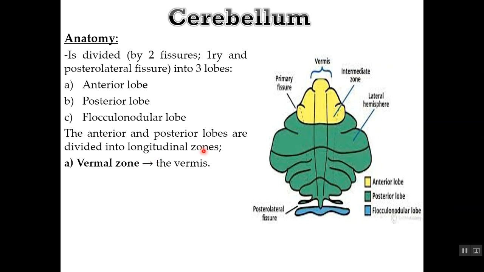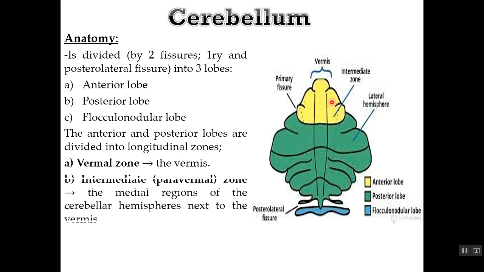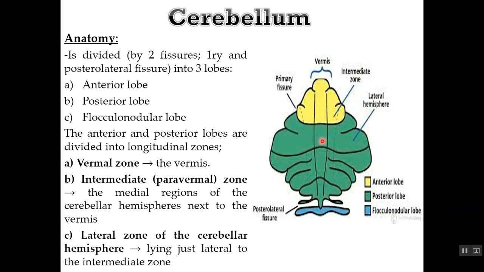The anterior and the posterior lobes of the cerebellum are divided into three longitudinal zones. The first, the middle zone, is the vermis or the vermal zone. The second is the paravermal zone, or intermediate zone, and the last one is the lateral hemispheric zone. So the anterior and posterior cerebellar lobes consist of the vermis, paravermal zone, and lateral hemispheric zones. Okay, this is the functional anatomy of the cerebellum.